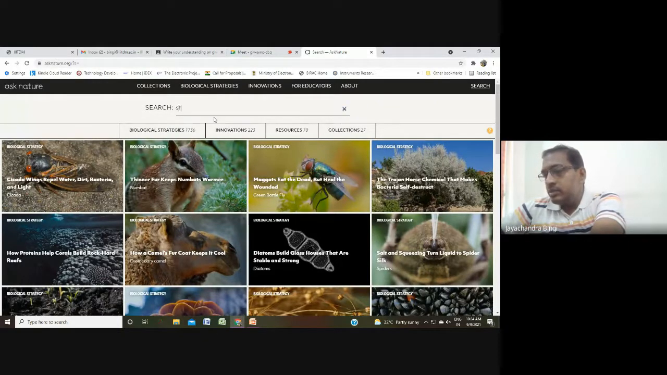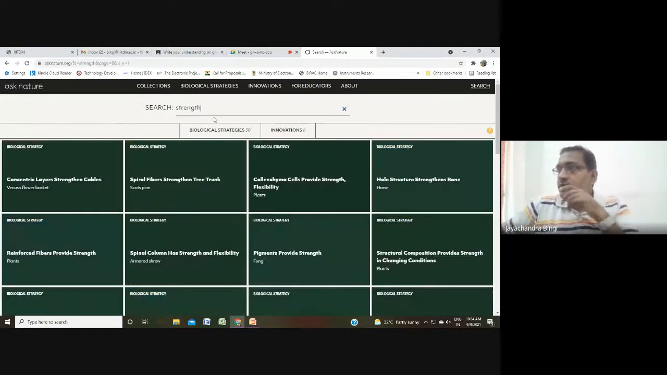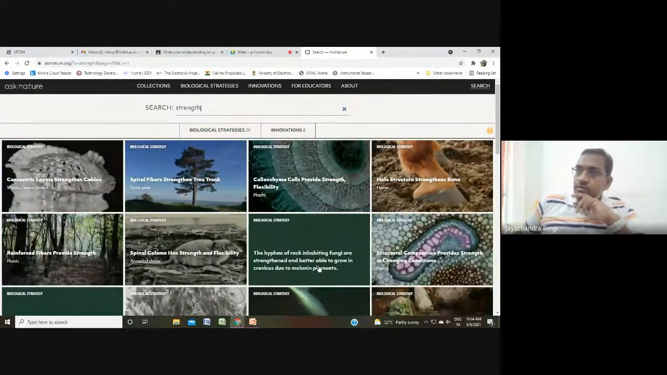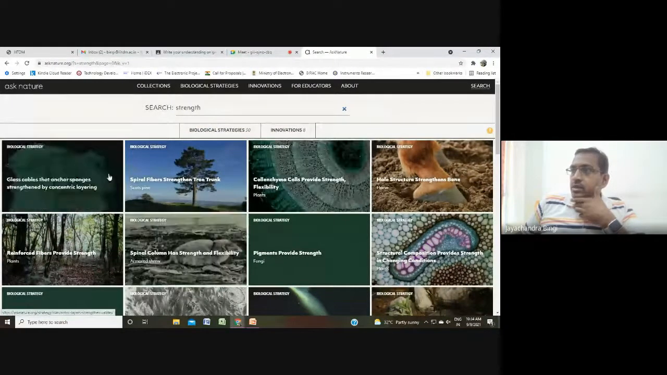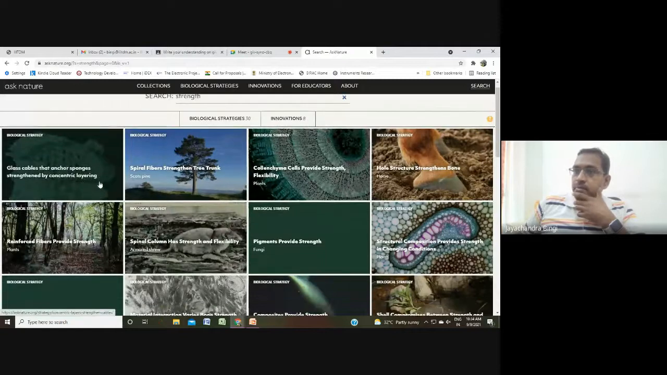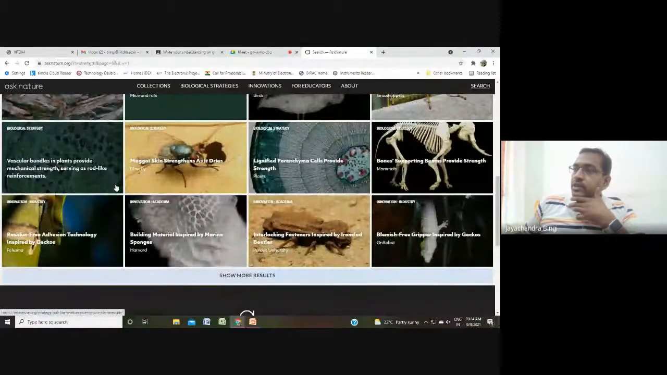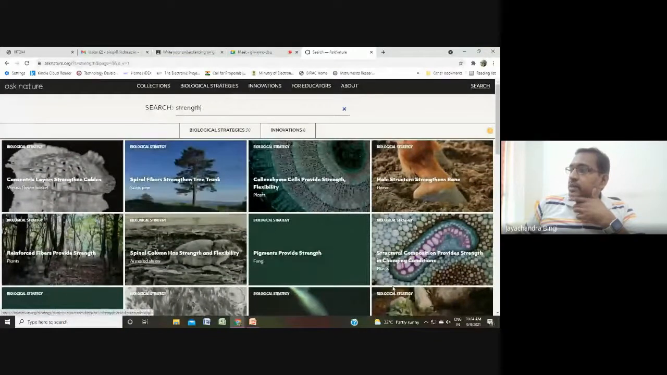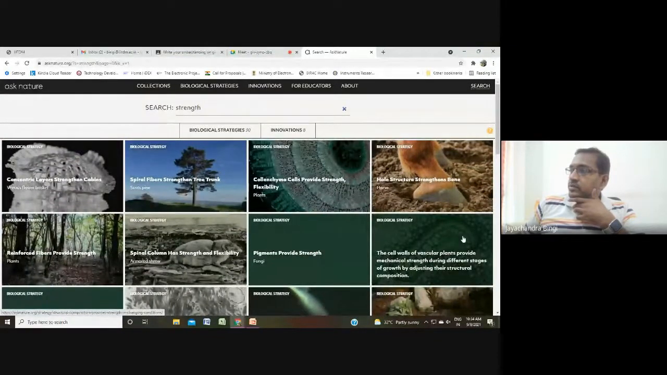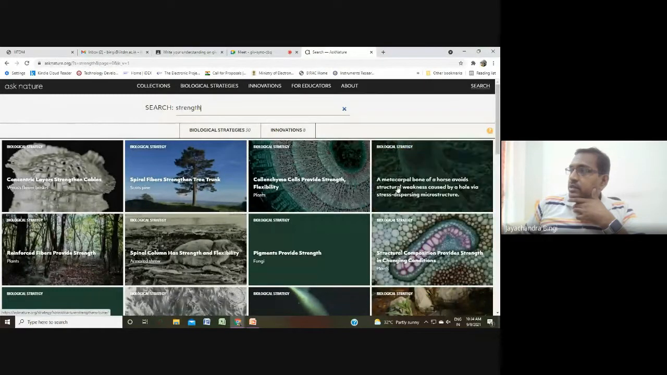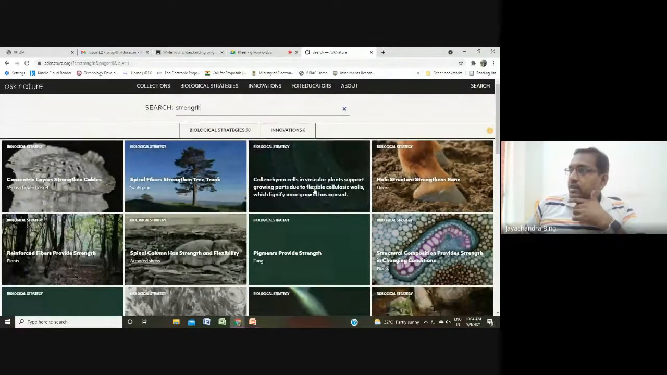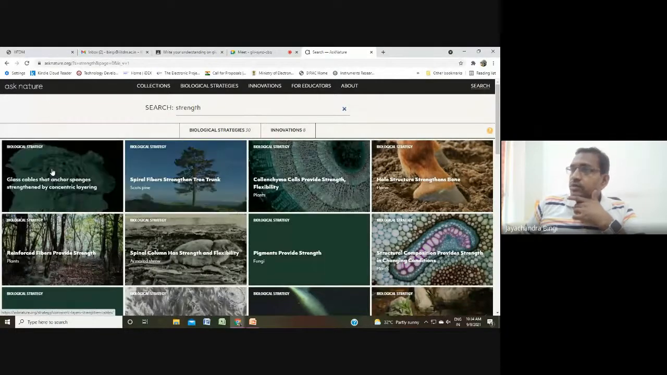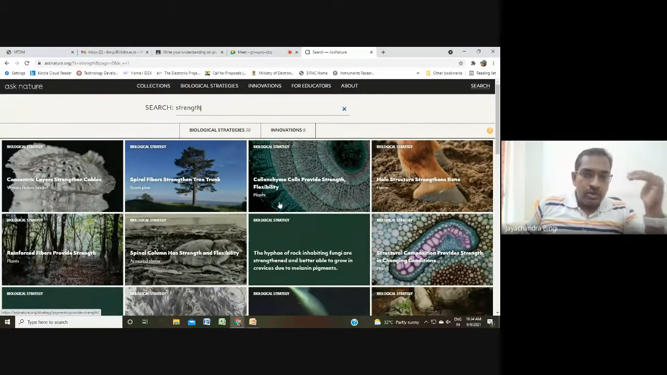Let us give strength. See, this is my keyword, and these are the strategies that came. Okay, different perspectives of strength. Mechanical strength, and here structural weakness, how to avoid that, and here support the growth part due to the pollution walls. So different perspectives in nature related to strength.